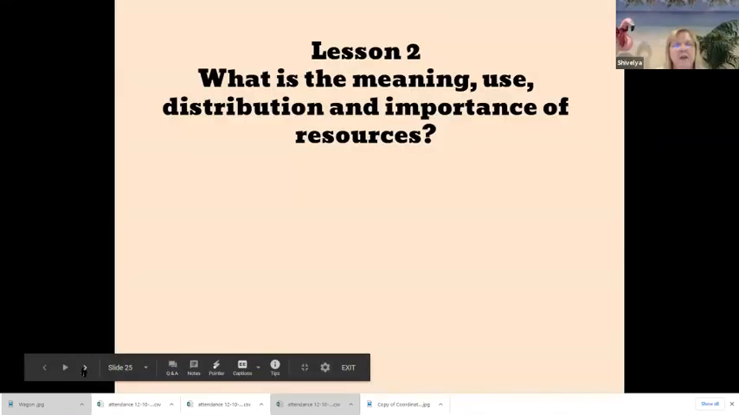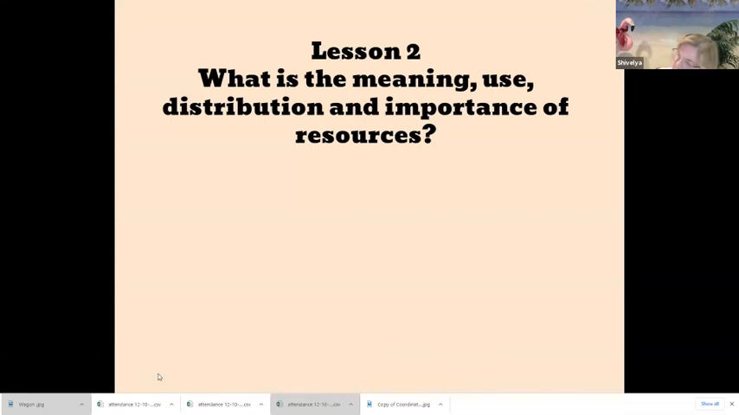Okay. So I'm trying to think if there was anything else that we had in lesson 1. I think that was pretty much the rest of that. Carol, did you have anything else to add to lesson 1 before we go on to 2?